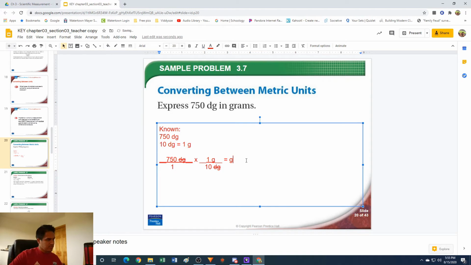And our final answer is going to be in the units of grams. So we're going to take 750 decigrams and divide that by 10 decigrams. And we'll get our answer. So 750 divided by 10 is 75. So our final answer should be 75 grams. And we'll put this in black and underline it. Okay? And there we go. That's our problem. That's simple.